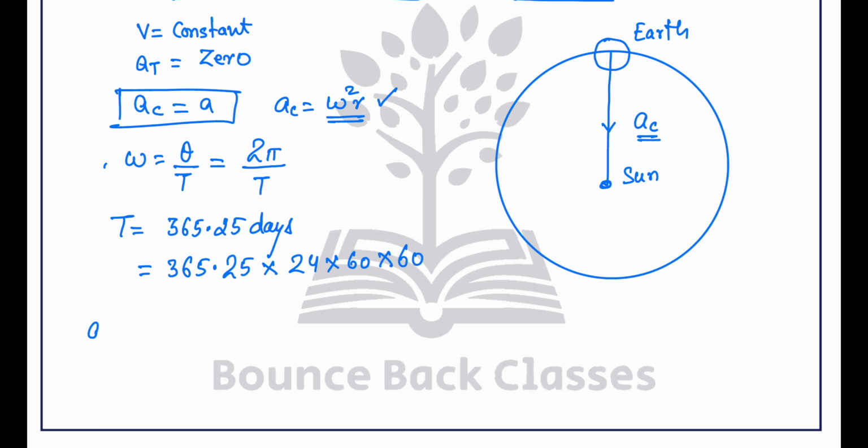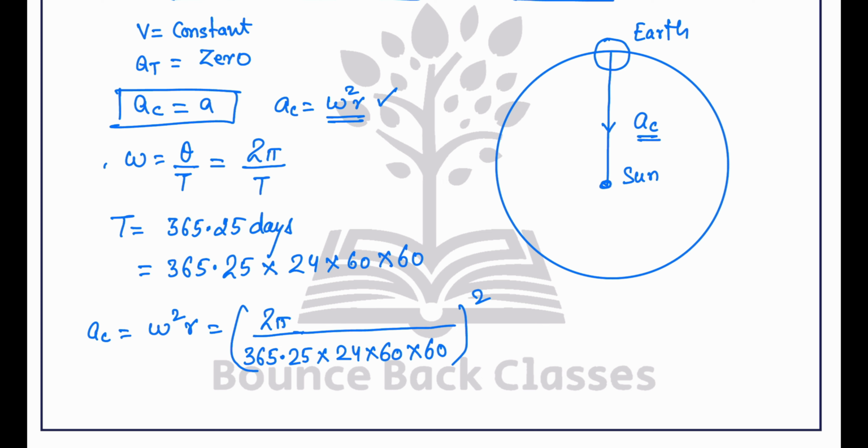Okay, so what is the value of AC? We need to find out. So AC is equal to omega square R. So what is your omega? 2 pi divided by time, 365.25 multiply 24 multiply 60 multiply 60. Yes or no? Okay, so that should be omega. So 2 pi by t whole square multiply, what should be the R? That is the distance between sun and earth. I will write here the R, distance between sun and earth.